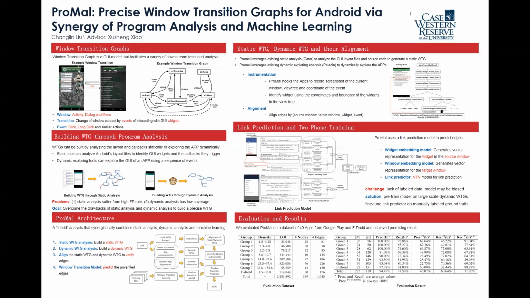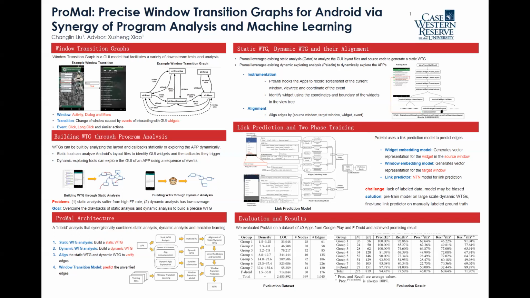Our solution is a framework called ProMal, and you can see its architecture here. It's a tribrid analysis that synergistically combines static analysis, dynamic analysis, and machine learning. First, our framework builds a static WTG as a base one, and we use dynamic exploring to verify each of the edges in the static WTG. For the edges that can be verified, they are immediately true. But for the edges that cannot be verified, instead of throwing them away directly, we use a machine learning model to predict their existence. ProMal leverages existing static and dynamic tools to collect the static and dynamic WTGs.